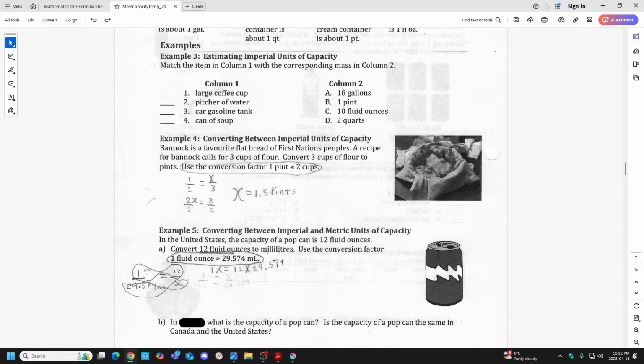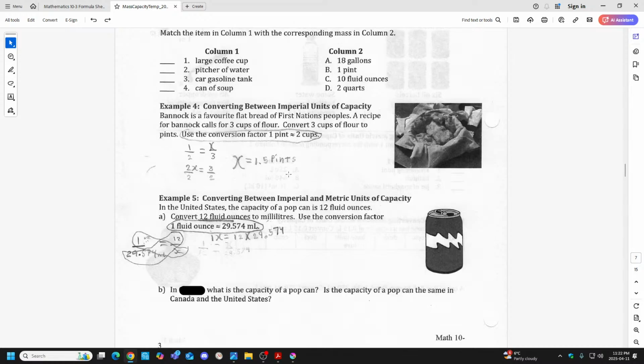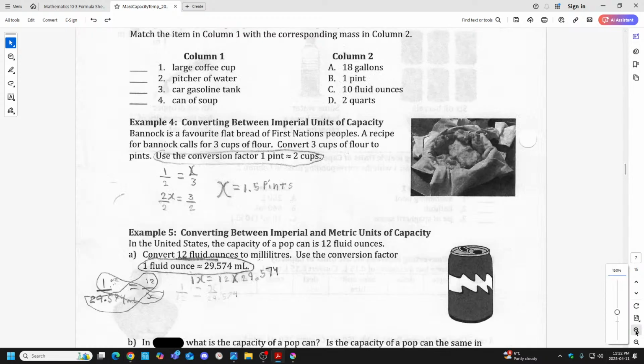Use conversion factor. 1 pint is approximately equal to 2 cups. Now, some of the work is done here already. Hopefully you can see it. Let me just zoom it up. So this is kind of a different way of doing it, and it works just as fine. So just like I was doing before, the 1 pint is the 1, where left side equals right side, so 1 over 2. So this is 1 pint, this is 2 cups. It's equal to, we're converting cups to pints. So pints is unknown. So pints is on top, cups is on the bottom. Okay, so this is all set up properly.